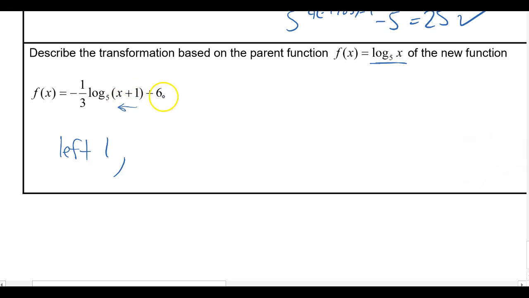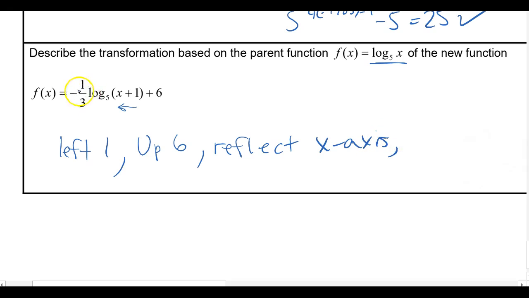And then let's look at the next number to the right, which is the 6, and we're adding 6 to the outside. And remember, if we add or subtract to the outside, we're moving up and down. And in this case, we're adding, so we're going up 6. And then in the front of the equation, we have a negative. Negatives always cause reflections across the x-axis. Reflect x-axis.